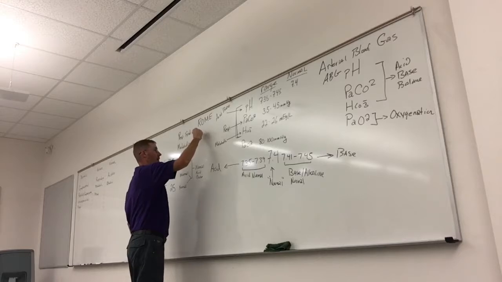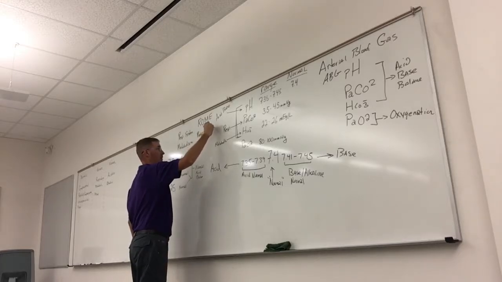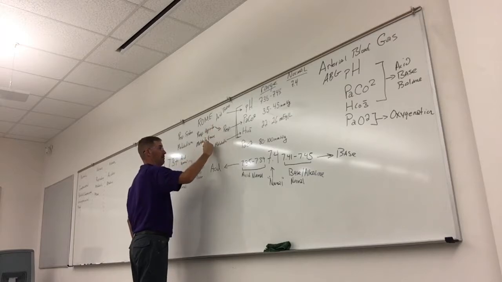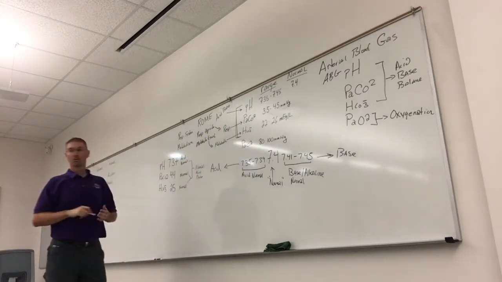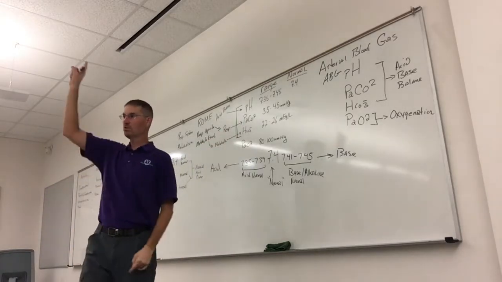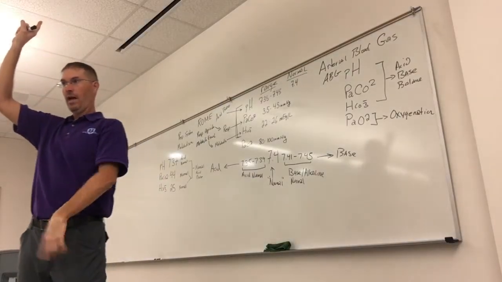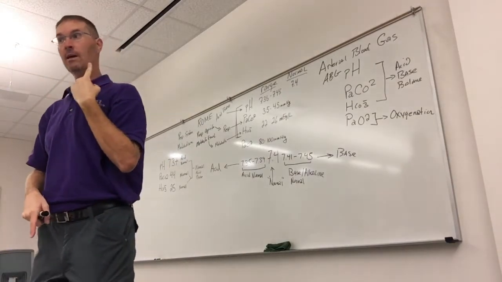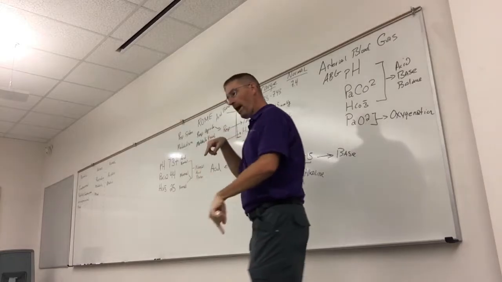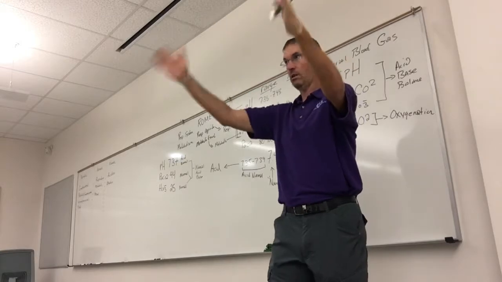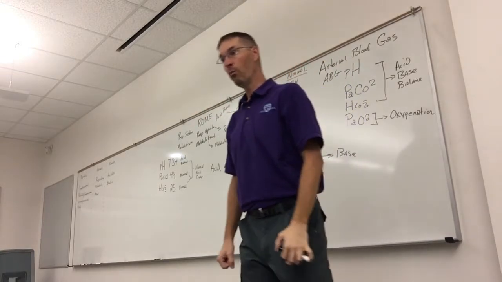Respiratory opposite, metabolic equal. So the CO2 and the pH are going to move in opposite directions. A high CO2 is going to make the pH go down, right? A low CO2 is going to make the pH go up. That's respiratory opposite, right? And metabolic equal. A low bicarb is going to give you a low pH. A high bicarb is going to give you a high pH. You guys good with that? That's where the term ROME comes from.